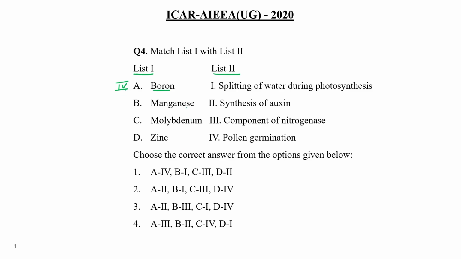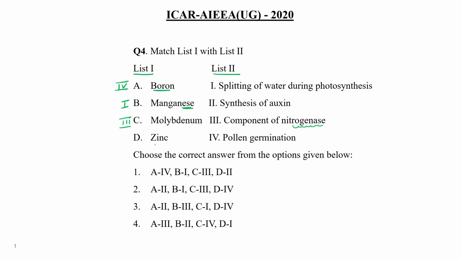Manganese is related with the photosynthesis because this is present in that particular environment. Manganese is related to the splitting of water. Molybdenum, just now we have discussed a question in which iron and molybdenum are present as a cofactor. It is required for the catalytic activity of nitrogenase enzyme. So C comes with the choice number 3.